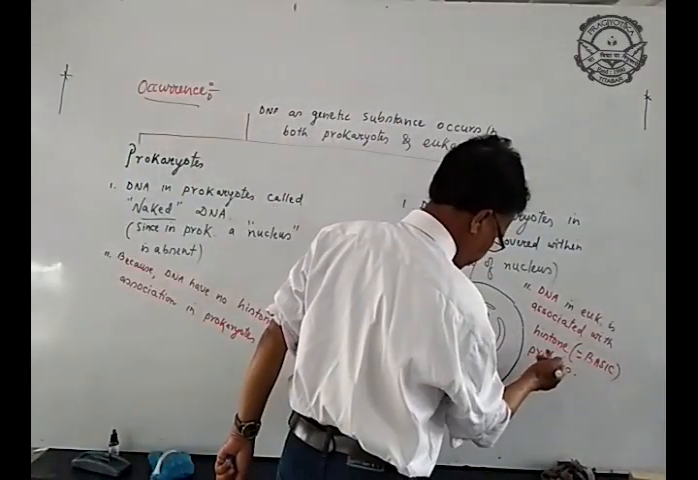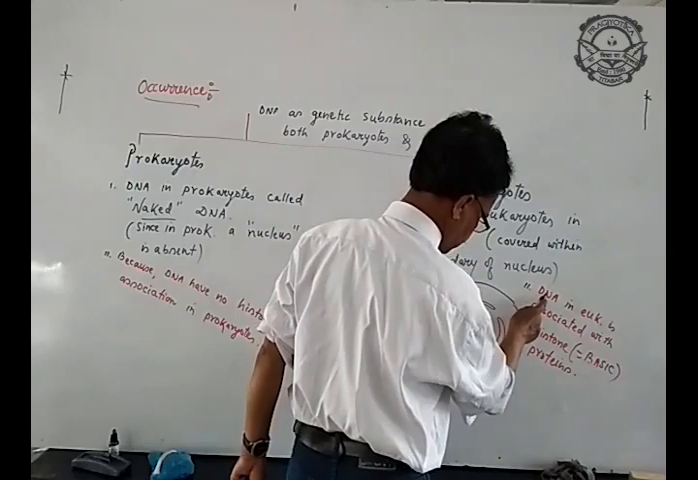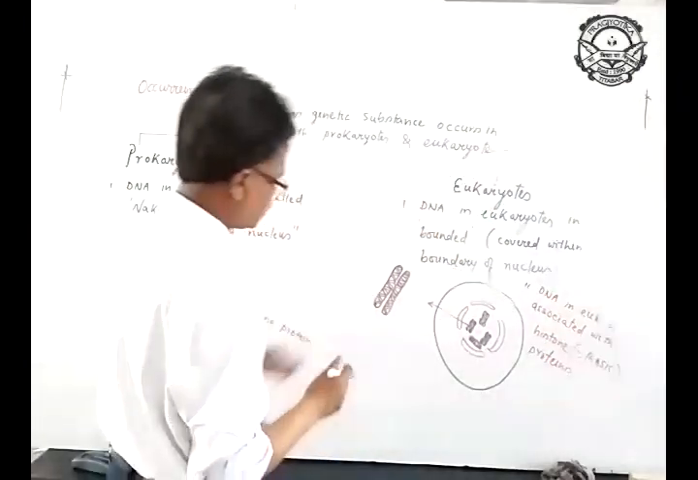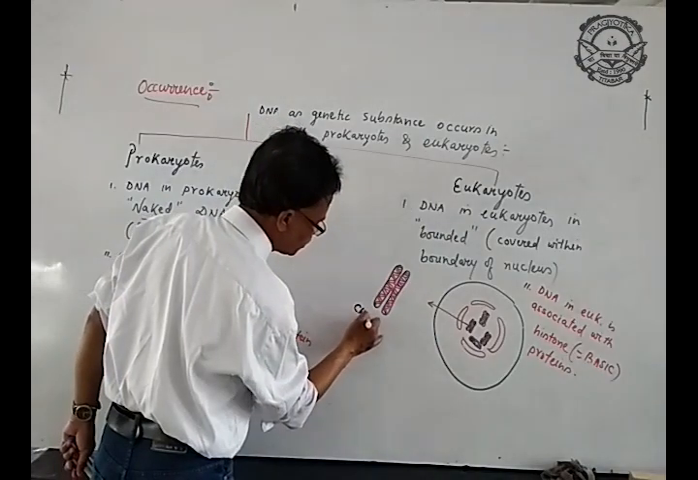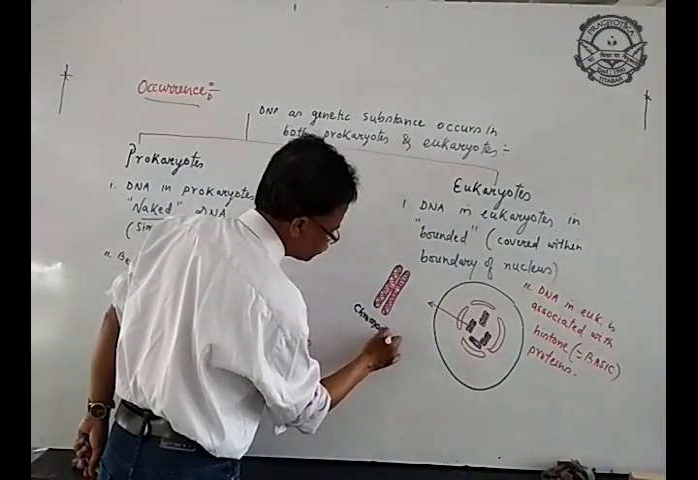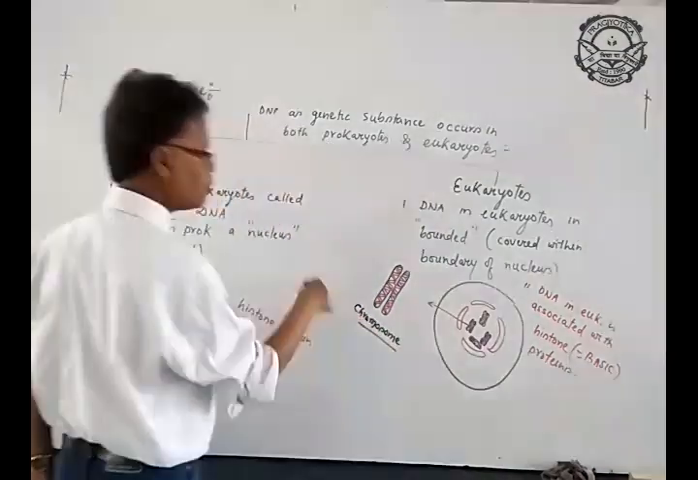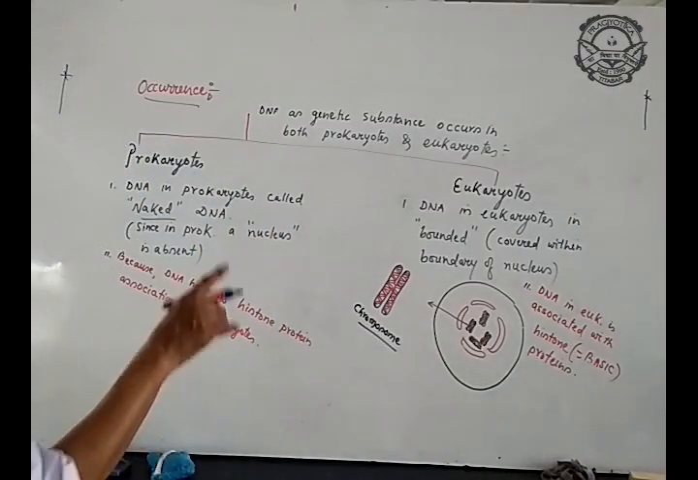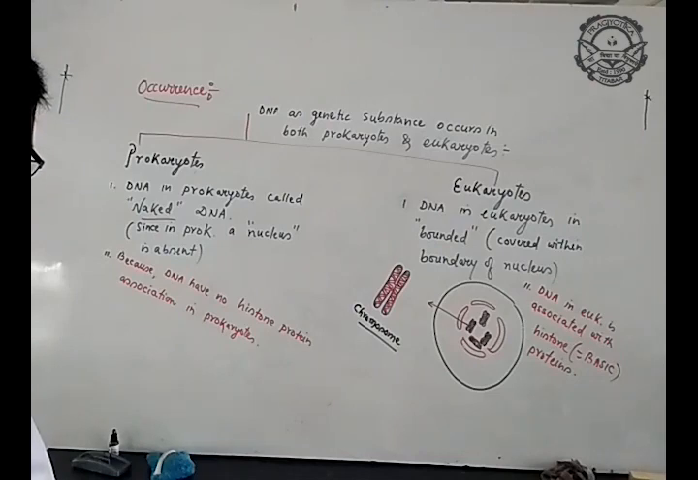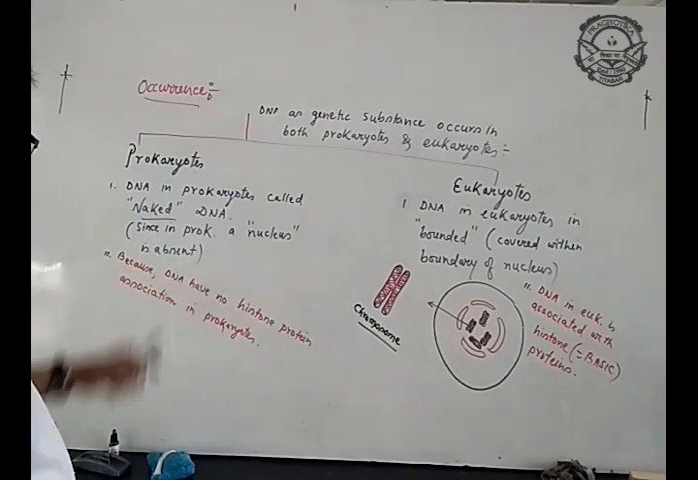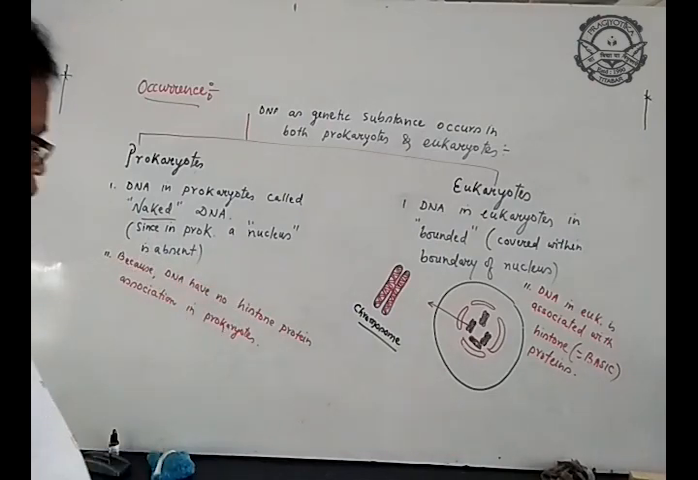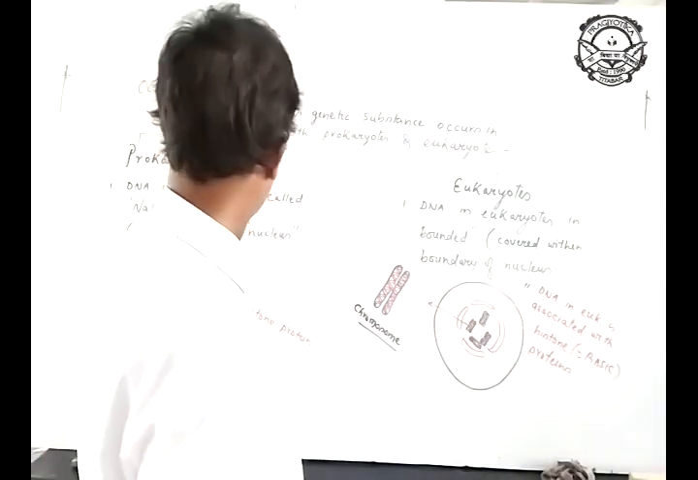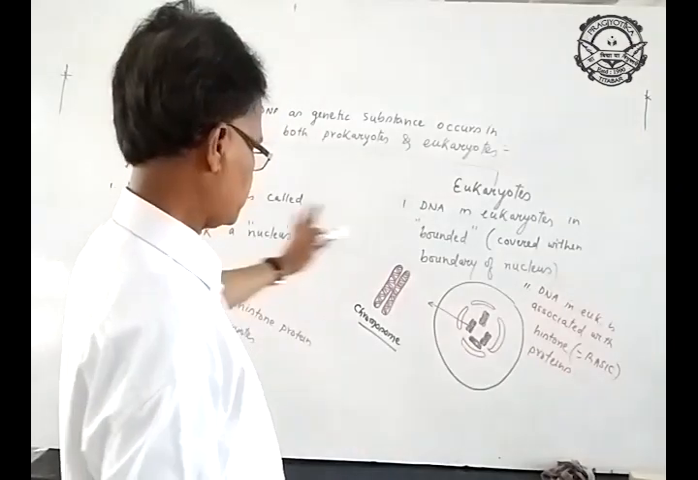Basic histone proteins can attract the acidic DNA and produce the threads we call chromosomes. The chromosome concept is applicable to eukaryotes only, but not applicable to prokaryotes. So this is the basic difference between how the DNA occurs in prokaryotes and eukaryotes.